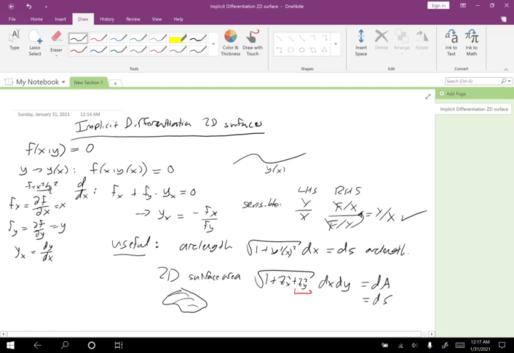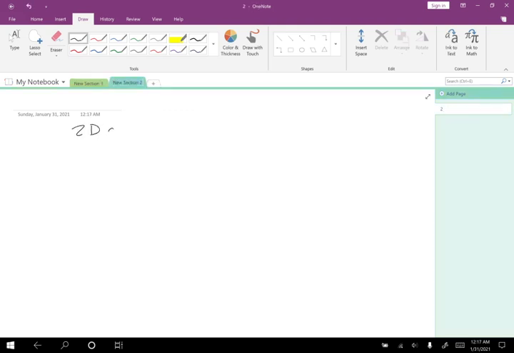I'm just trying to explain, why do we even care about implicit differentiation? Well, implicit differentiation gives us derivatives, and derivatives allow you to compute surface area, just like y prime of x allows us to compute arc length. So let's talk about the 2D case. Let's just do the general case first, because sometimes it helps to see this.